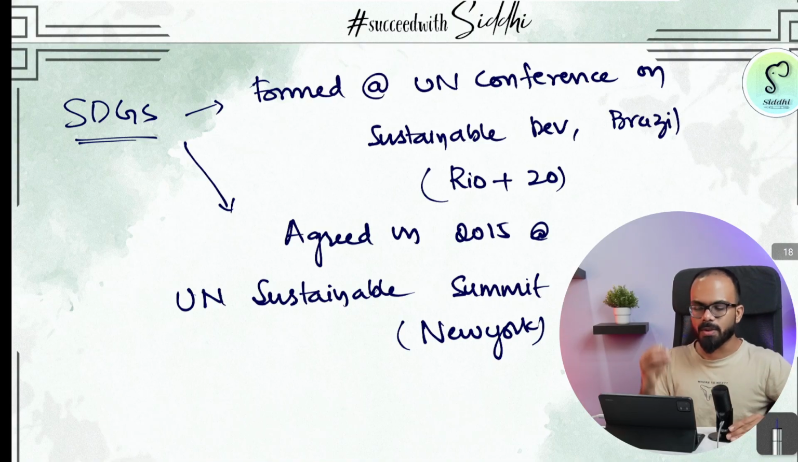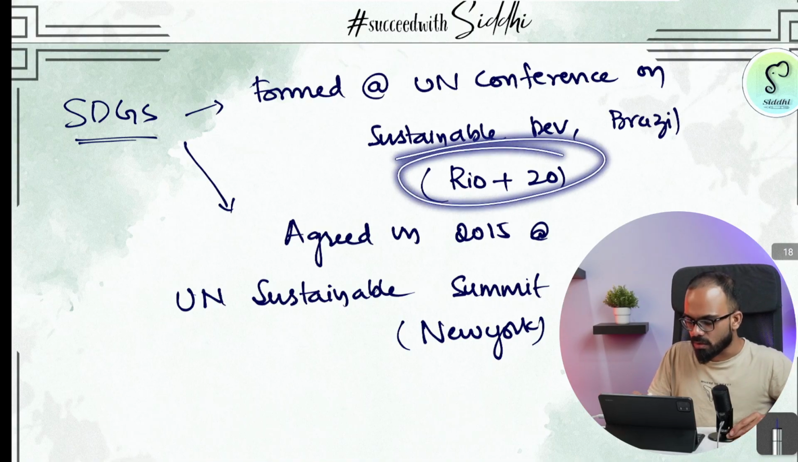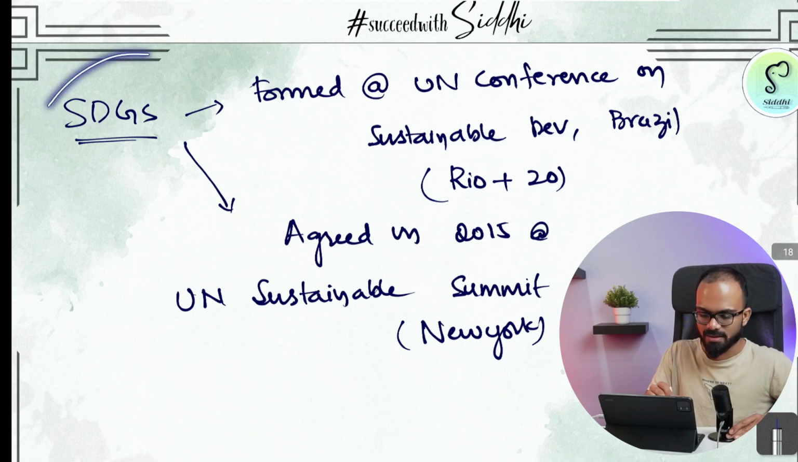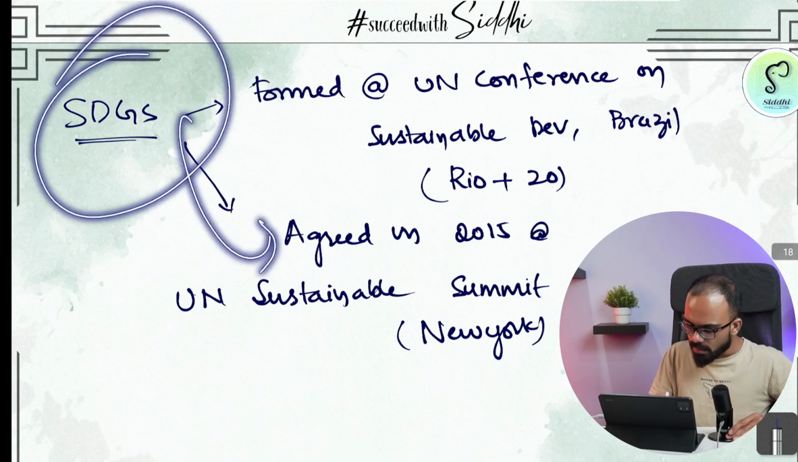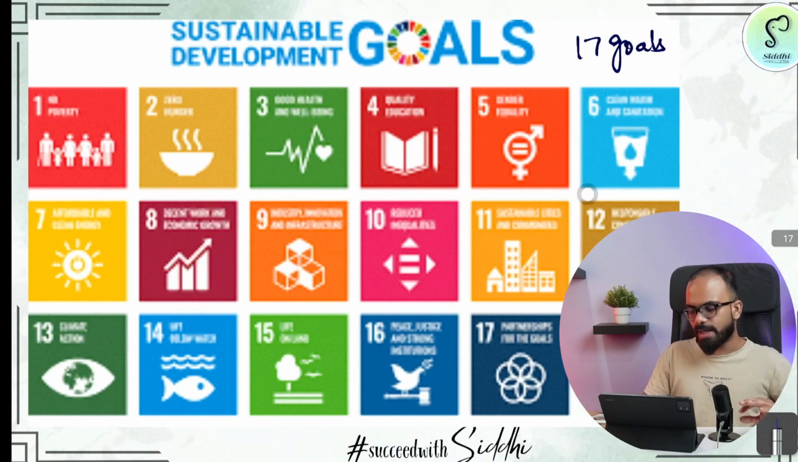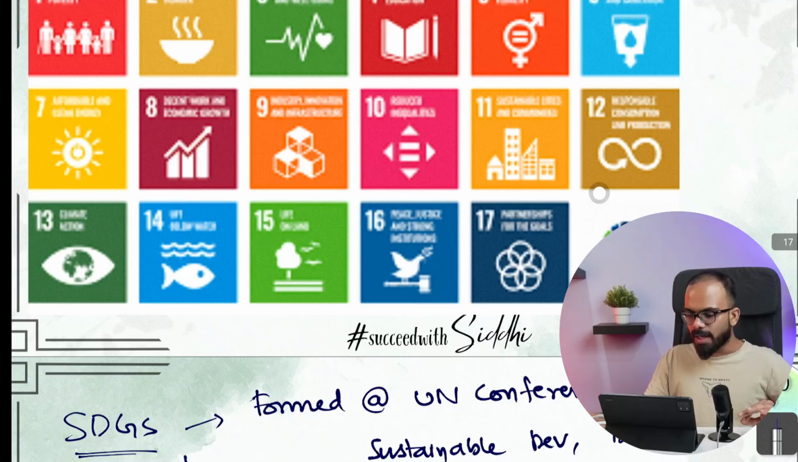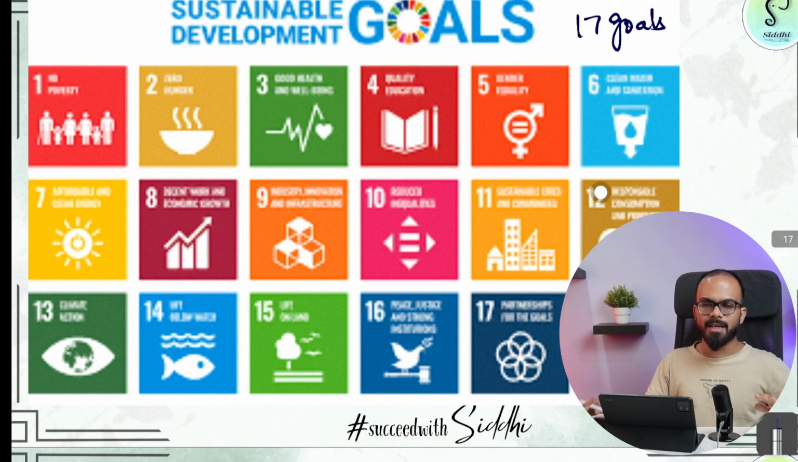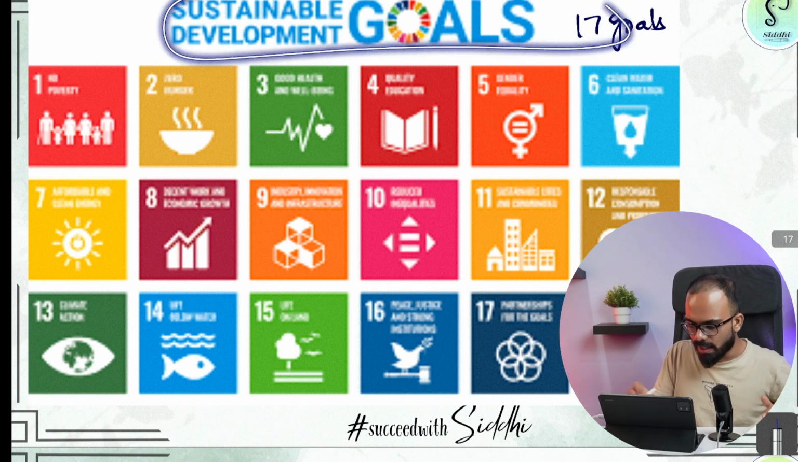So the goals that were set in Brazil's declaration, which is also known as the Rio Plus 20 Summit, are known as Sustainable Development Goals. These goals were agreed in 2015 at the UN Sustainable Summit in New York. And these goals are in action since 2015 and their expiry period is 2030. Time and again you will see in newspapers where the government says that we have achieved our sustainable development goals to this particular extent. Such goals are 17 in number.